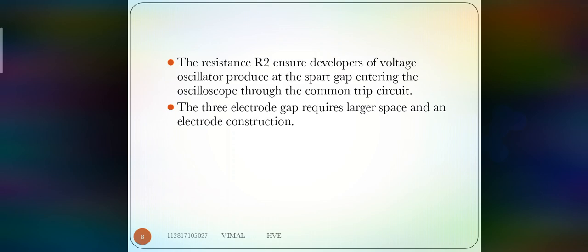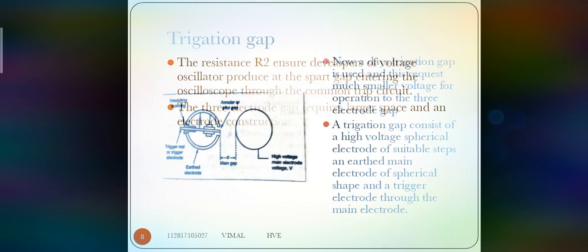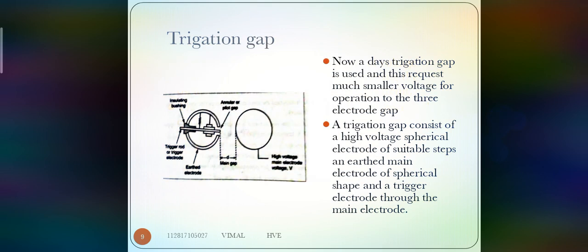The three electrode gap requires a large space and complex electrode construction. Trigger gap: nowadays, a trigger gap is used, and this requires a much smaller voltage for operation than the three electrode gap. A trigger gap consists of a high voltage spherical electrode of suitable size and an earthed main electrode of spherical shape, with a trigger electrode fitted to the main electrode.